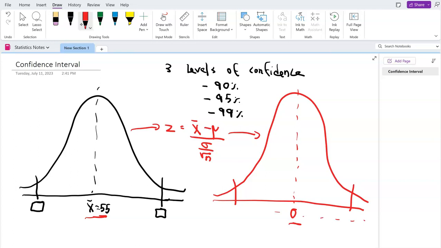Now let's say I want to pick a level of confidence at 95%. If my level of confidence is 95%, it means that I want to be 95% confident that the population mean would be in between this range, and 5% that it's outside of this range. Now 5% cannot be on one side and 0% on the other side, so what we do is we write 2.5% in one end and 2.5% in the other end.